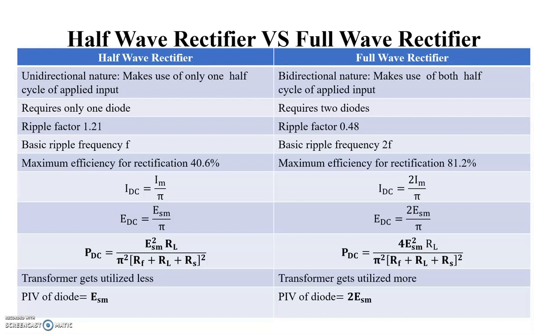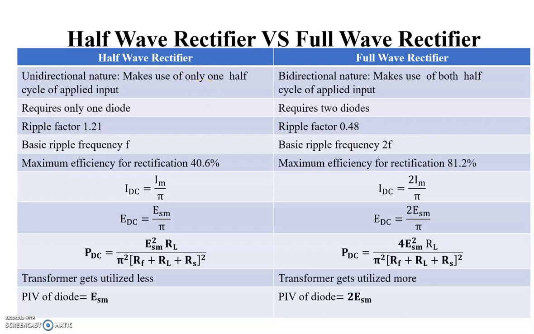Finally, the PIV, that is the peak inverse voltage, for a half wave rectifier is only ESM, whereas in a full wave rectifier it is 2 times ESM. So next, let us move on to the problem.